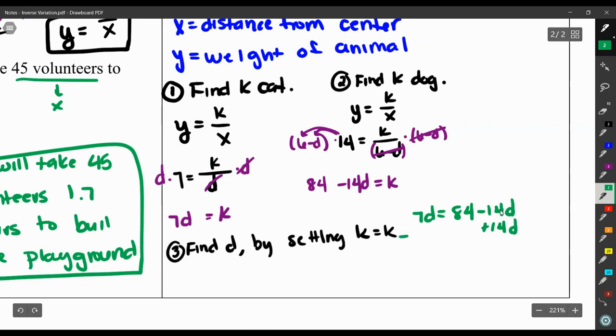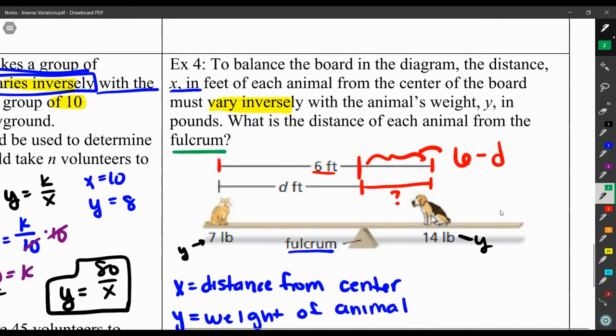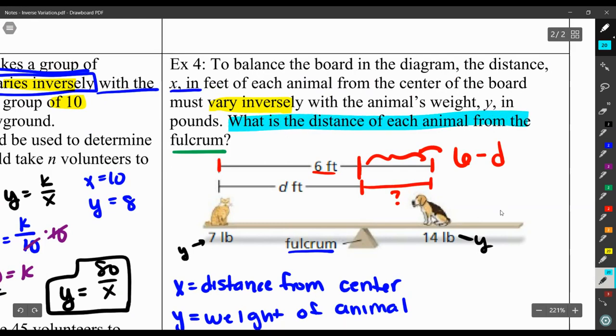So we're going to add 14d to both sides. And so we get 21d is equal to 84. Divide by 21, and we find that d is equal to 4. Now, that may or may not be the answer to my actual question. So let's review what the question actually asked in the first place. The question asked, what is the distance of each animal from the fulcrum, from the middle?